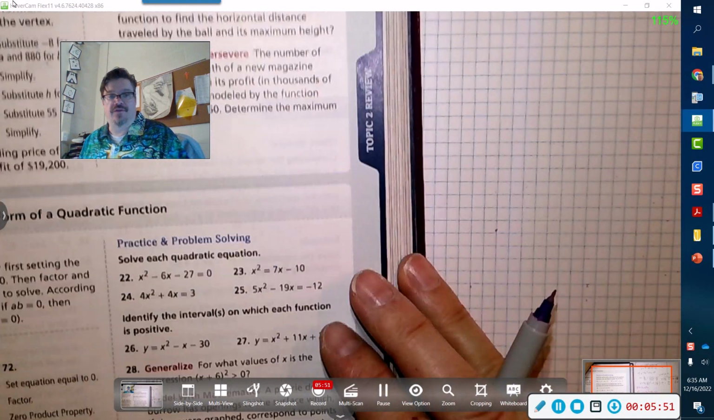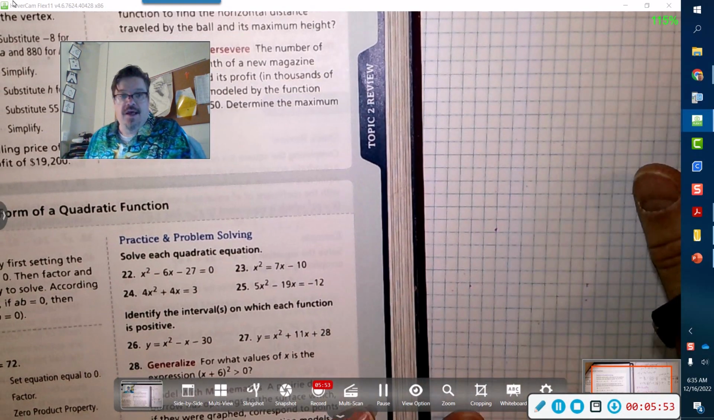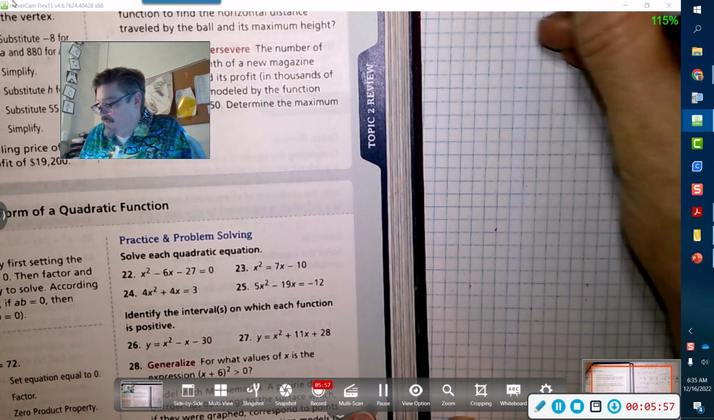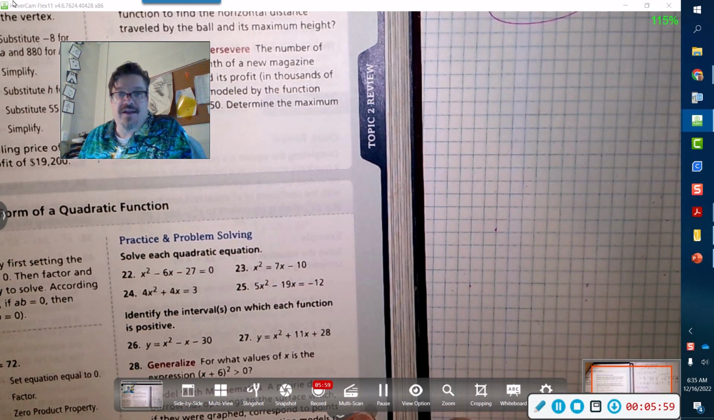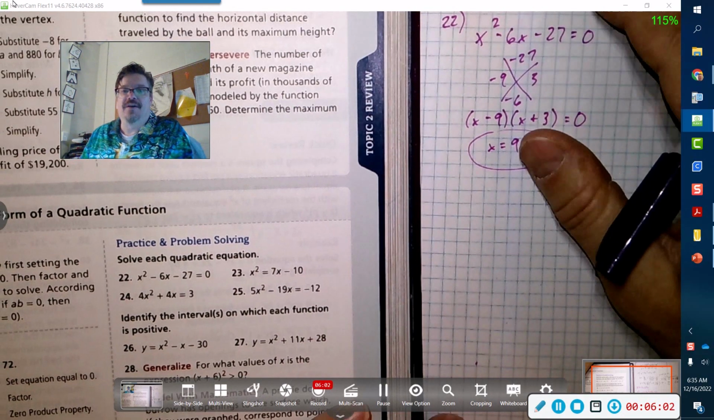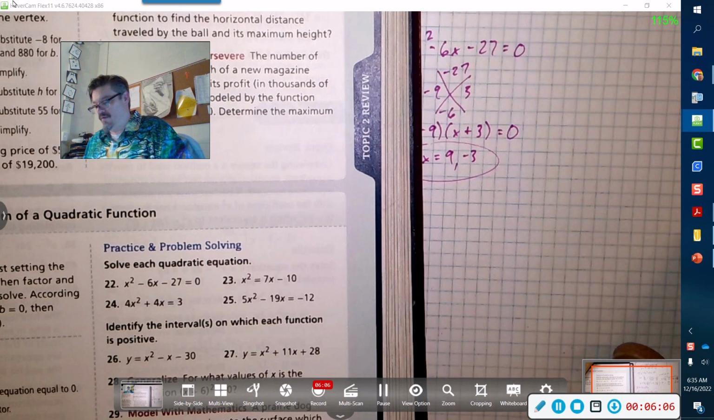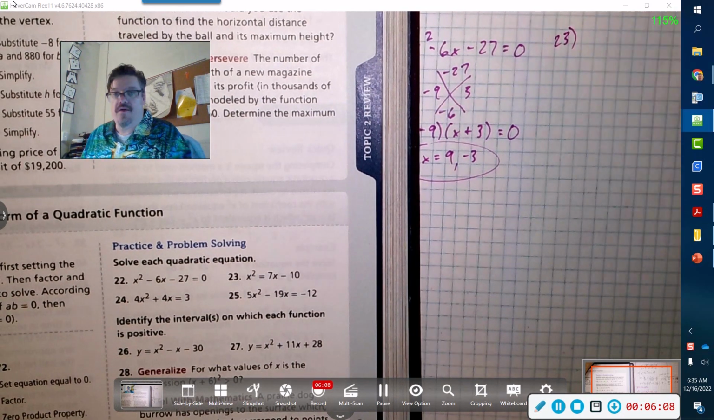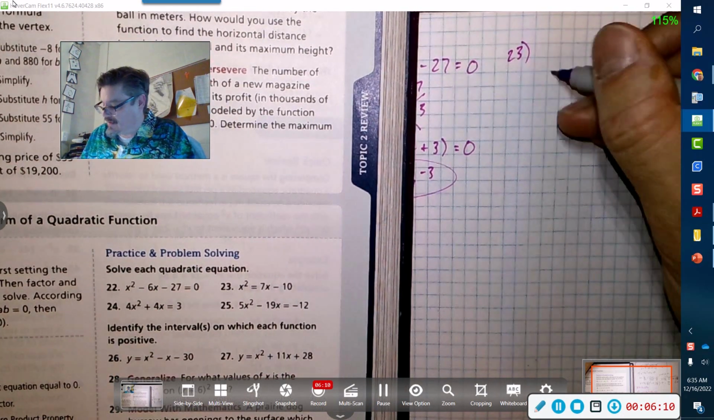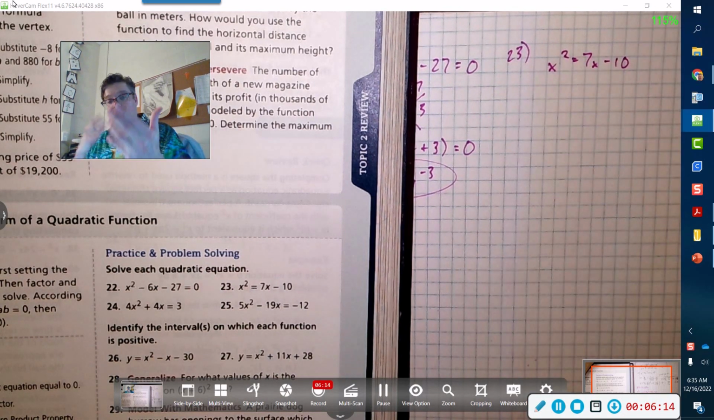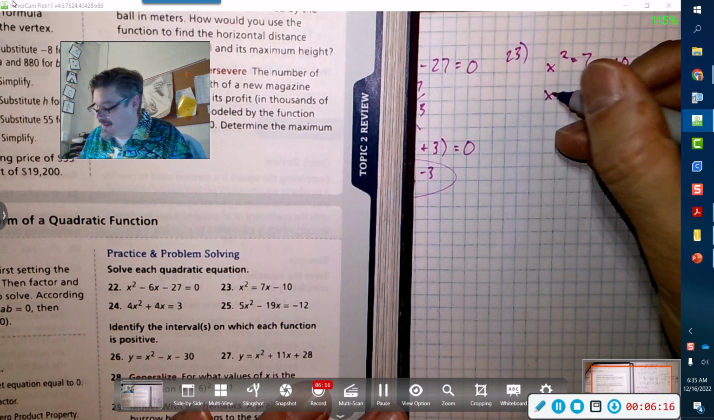Factored form is great for solutions. So what does that mean? x equals positive 9 and negative 3. Those are the two values that if I plug them in there, give me 0. Okay, 23 is x squared equals 7x minus 10. In order to solve and factor, these have to be set equal to 0.